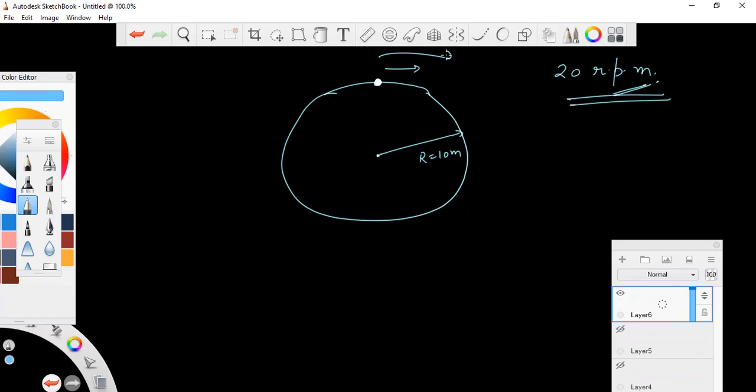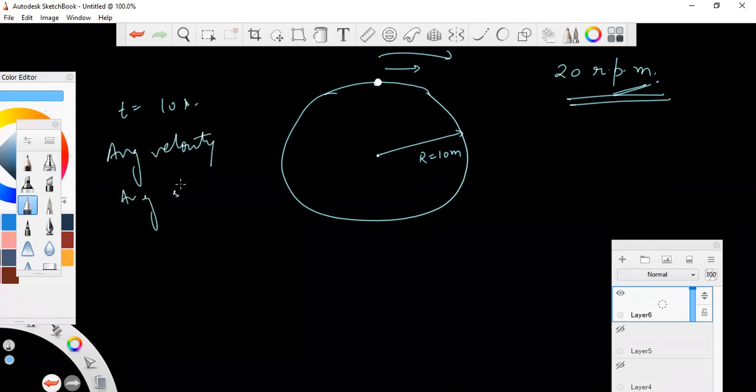So the question is, when time is 10 seconds, what will be the average velocity and the average speed? Tell me.